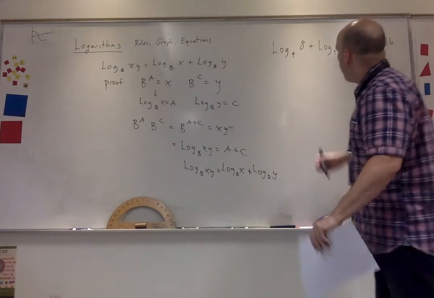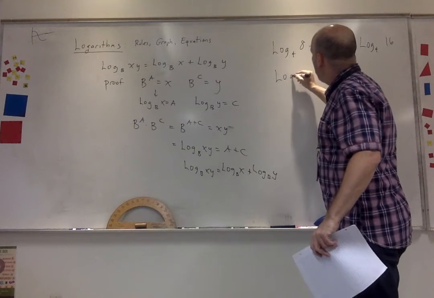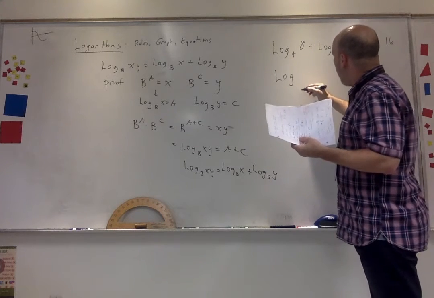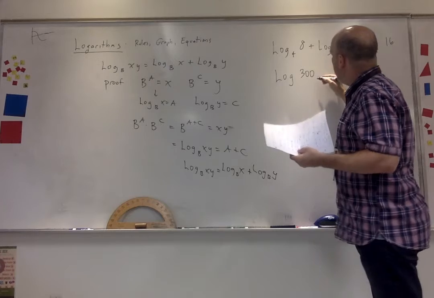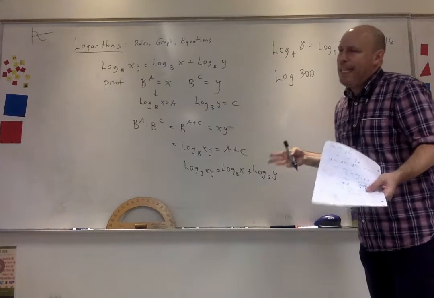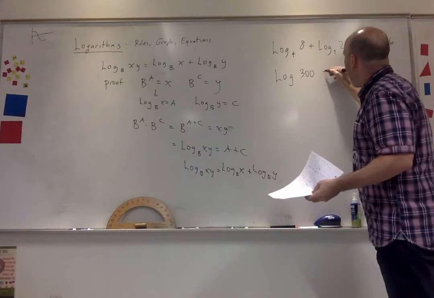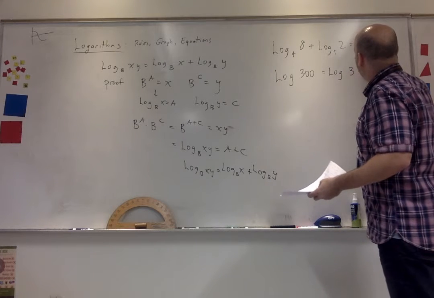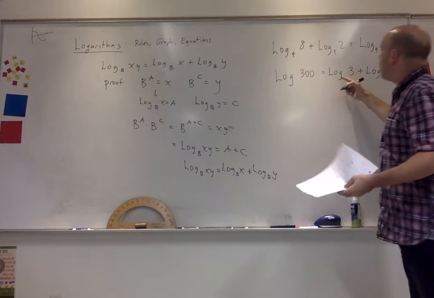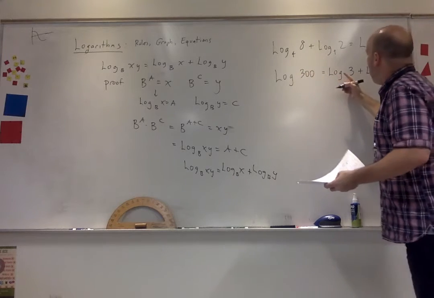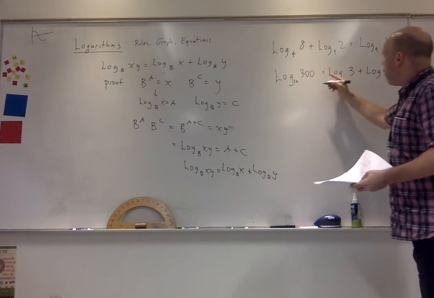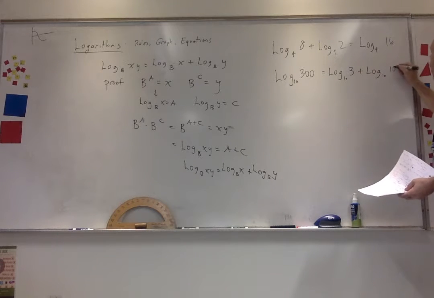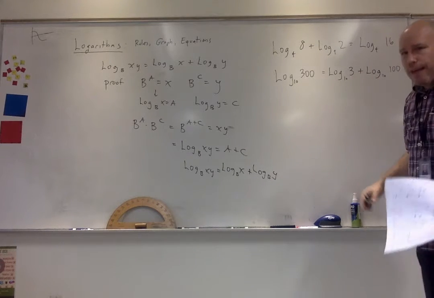Also, you can break it up. So for example, if you see the log of, how about log of 300? And so this is how we needed it before. So you would write log base 10 of 300 as equal to log base 10 of 3 plus log base 10 of 100. And this should make your life easier.